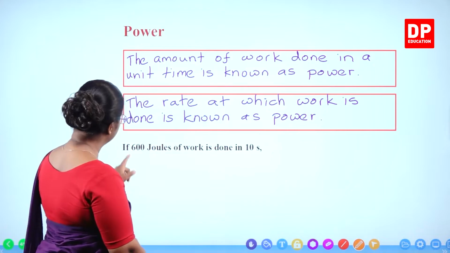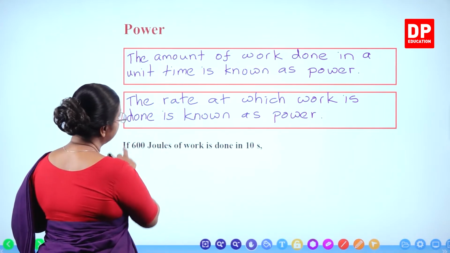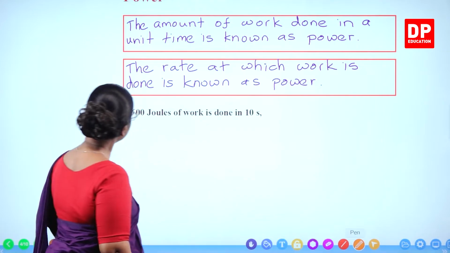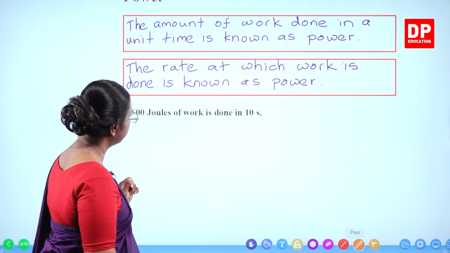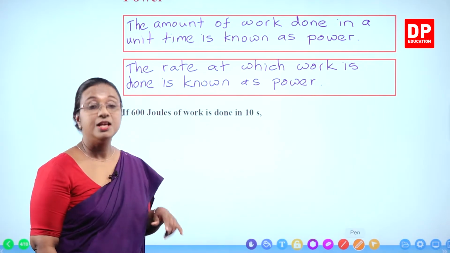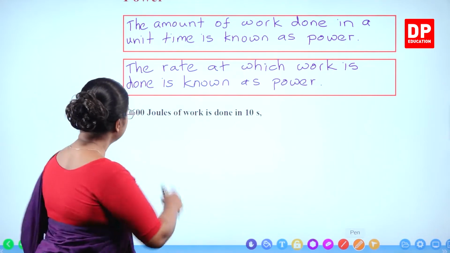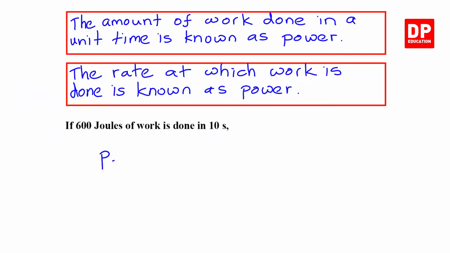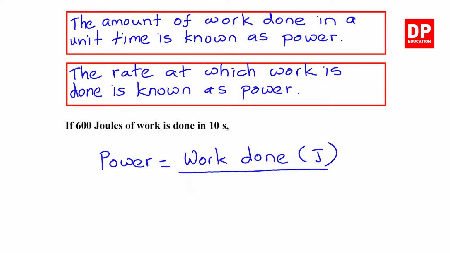So as an example, we will consider this example given in your textbook. If 600 joules of work is done in 10 seconds, and we are to calculate power, we can say power is equal to work done, that is going to be in joules, divided by time taken, that is going to be in seconds.